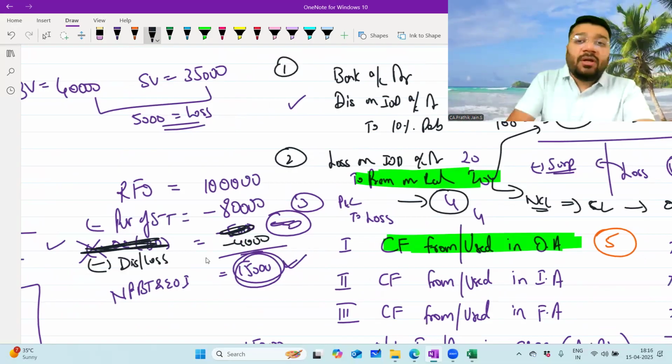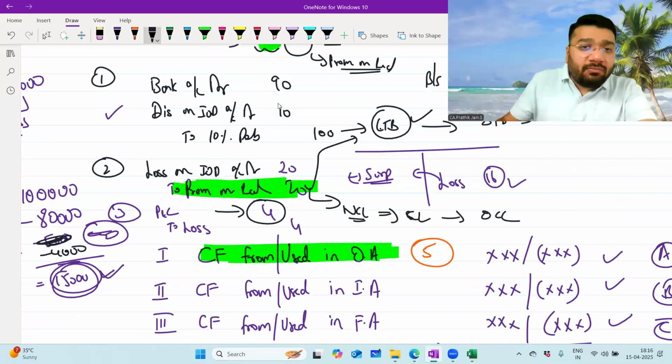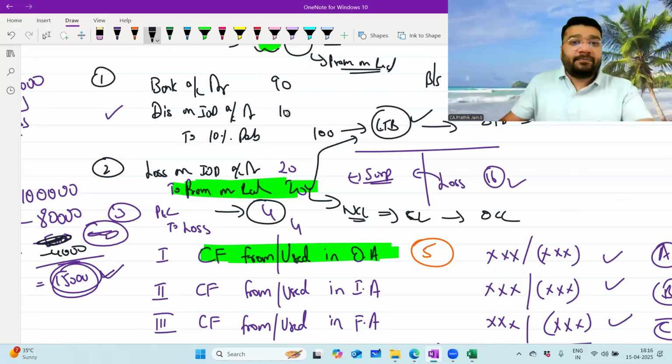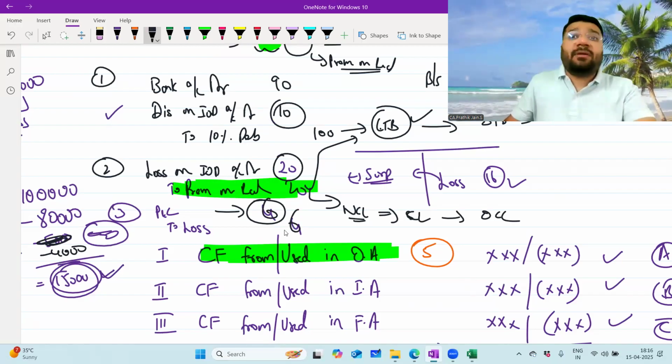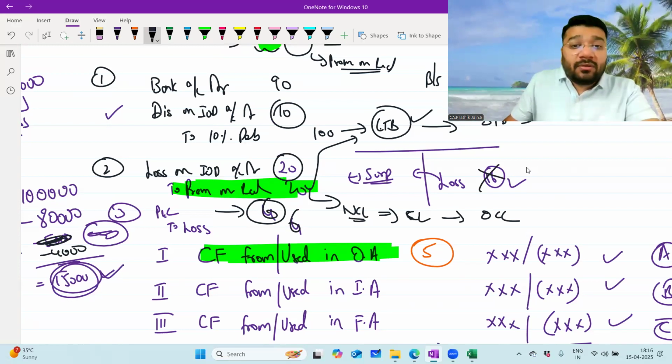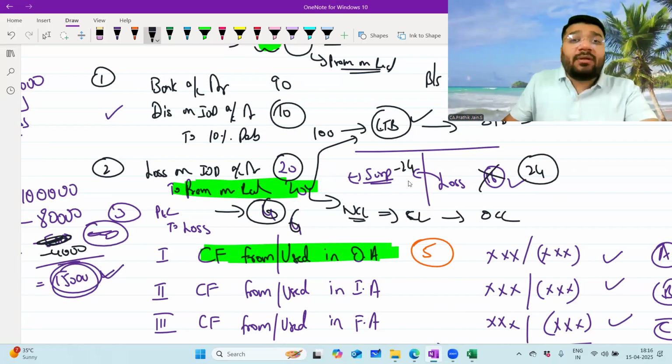How much? And this also we have to bifurcate, no? Can I do this and this together? 10 plus 20 is how much? 30. 30 divided by 5 is how much? 6 rupees. So 6 I am transferring to P&L. Do you agree with me? So how much is the balance here? How much will be the balance? Loss and discount put together. 30 minus 6. 24 is the balance. This 24 will minus it from surplus.